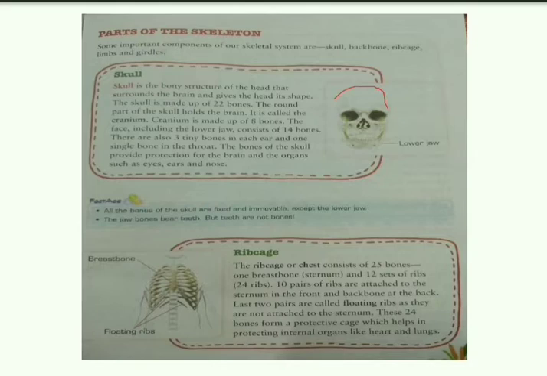There are 3 tiny bones present in each ear, and one single bone is present in the throat. When you touch your face, you can feel the presence of bone on the face. So the skull is the bony framework which protects the brain and other organs such as eyes, ears, and nose.